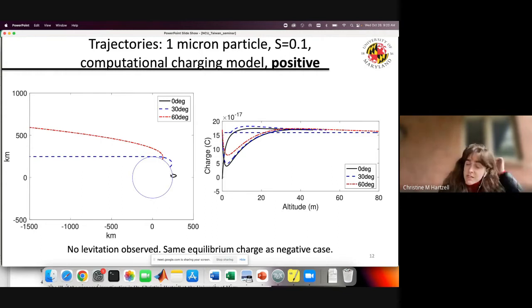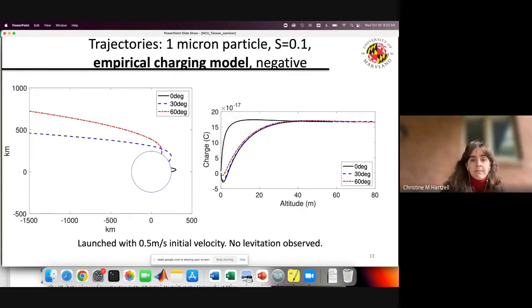maybe a particle could experience multiple hops prior to escape. So you could have a particle that is lofted at high noon, re-impacts, and then is lofted again, say at 30 degrees, and then escapes from the asteroid. Looking at the empirical charging model with a negative initial polarity, we get very similar behavior to that previous case. Now, these particles are lofted with an initial velocity of 0.5 meters per second. Again, we see no levitation, but we do see this potential for particles to hop across the surface prior to escape.